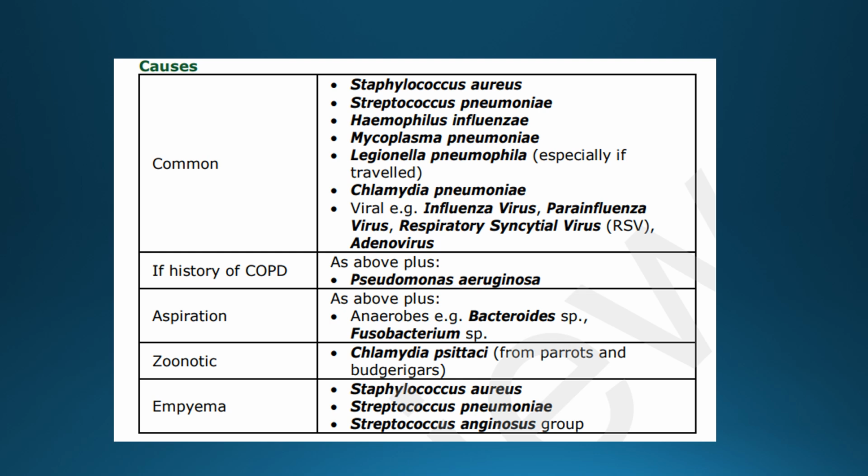And if there is aspiration, in addition to the above organisms, we have Bacteroides and Fusobacterium. If it is zoonotic, then the cause is Chlamydia psittaci. And if it is empyema, the causes are Staph aureus, Streptococcus pneumoniae, and Streptococcus anginosus.